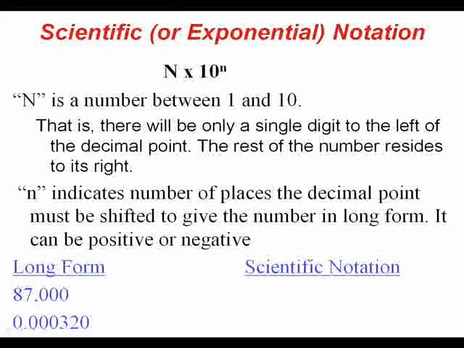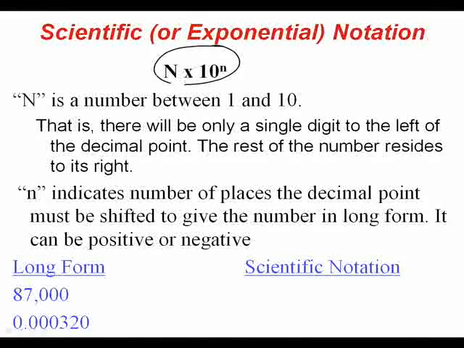We will take the number and transpose it into this form, where n is a number between 1 and 10. Right? So we only have a single digit to the left of the decimal point. N sits over here. Oh, that's not true. We just have a single digit to the left of the decimal point, but we may have a whole bunch of numbers over on the right side.